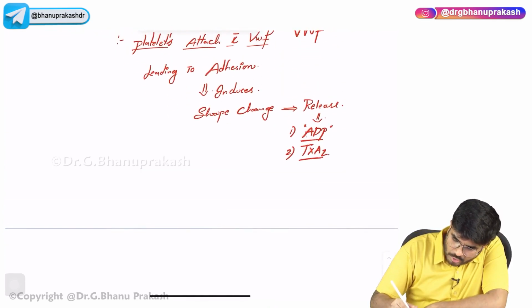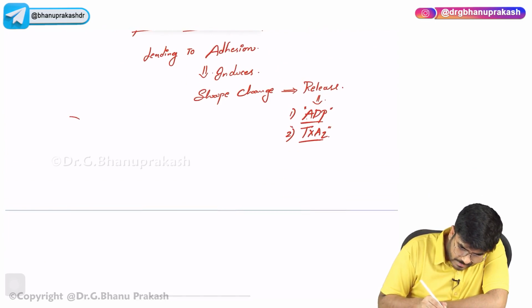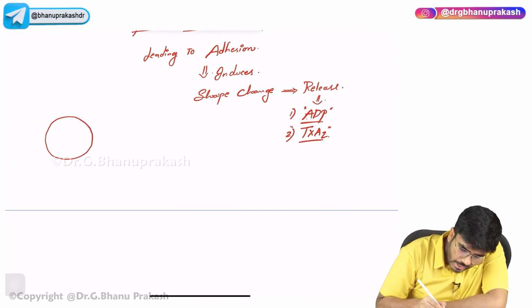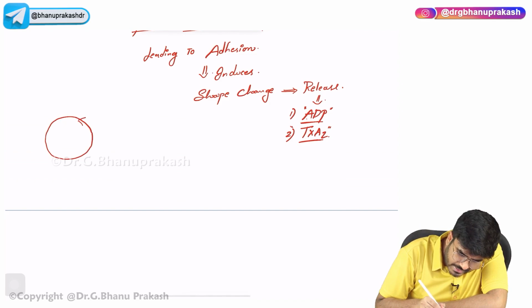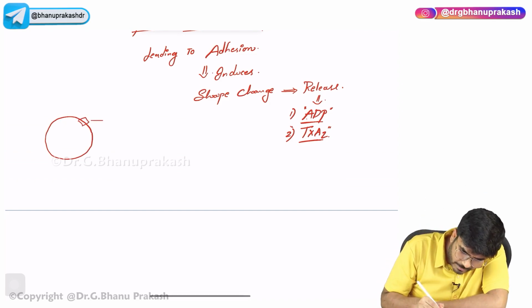What exactly is this thromboxane A2? I will explain you. Look here. See, imagine this is a platelet which has undergone adhesion with von Willebrand factor. Now, this platelet has a cell membrane, right? Now, in the cell membrane, what is there? Phospholipids are there.